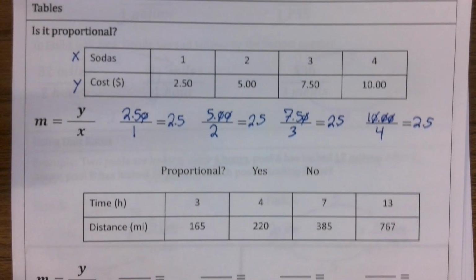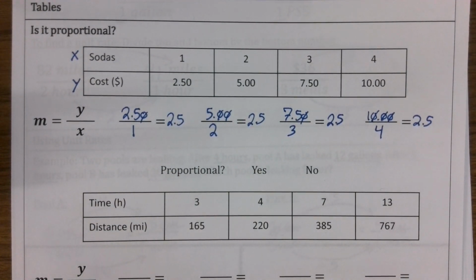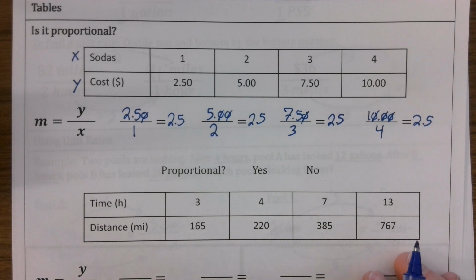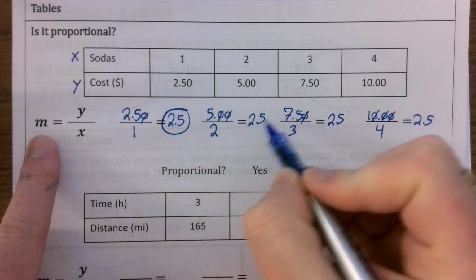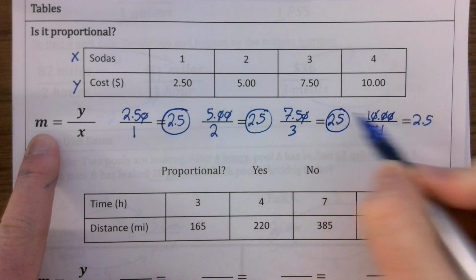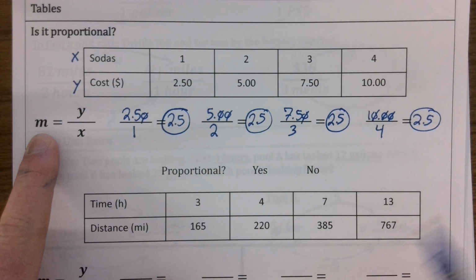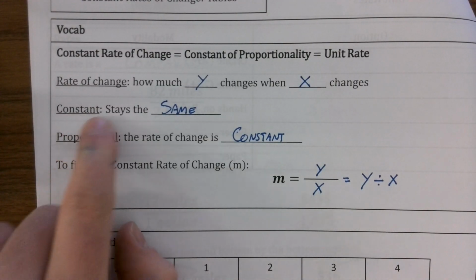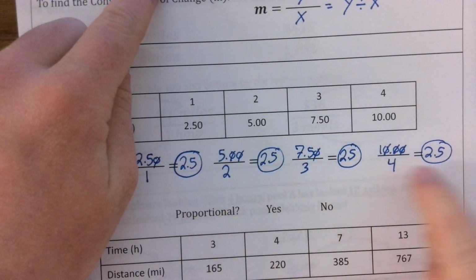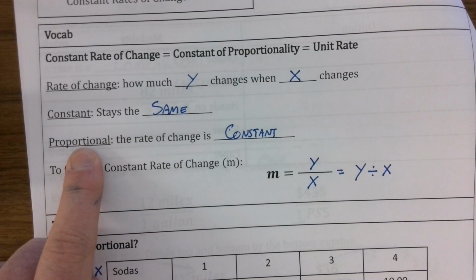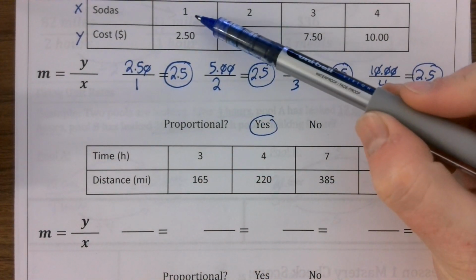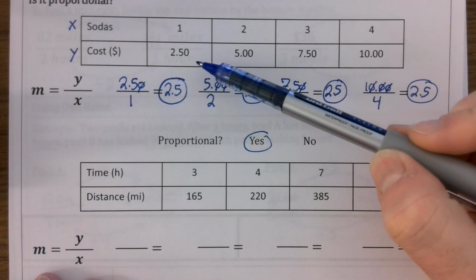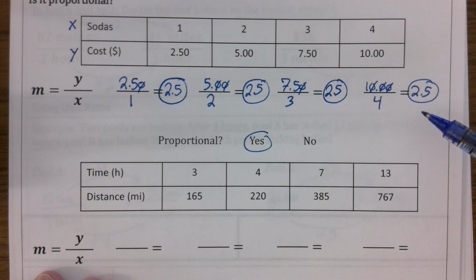So, what the heck does that mean? We have to decide if it's proportional, yes or no. We have to look at our m, or our constant of proportionality. 2.5, 2.5, 2.5, 2.5. Remember earlier I said if it's constant or stays the same, notice these are all the same, then it's proportional. So yes, this is proportional. The relationship between the number of sodas you buy and how much you pay for it stays the same every time. The more sodas you buy, you're still paying $2.50 for each soda.